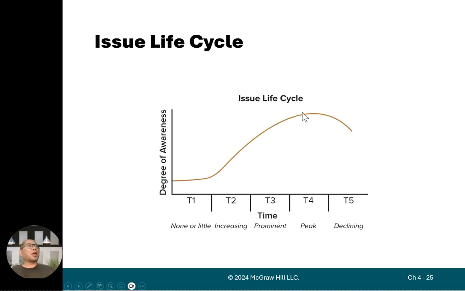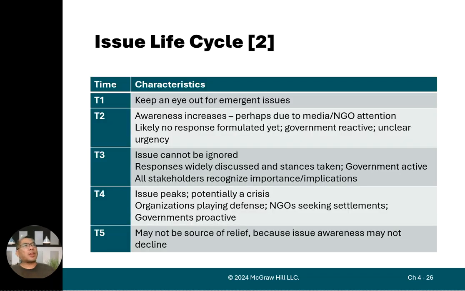This is a typical issue life cycle here. The horizontal axis will be time, T1 to T5: none or little, increasing, prominent, peak, and declining. Then the degree of awareness all the way here. Okay. On the issue life cycle, T1 means keep an eye on an emergent issue, T2 means awareness increases, T3 means the issue cannot be ignored, T4 means the issue peaks, potential crisis, okay? And again, usually playing defense and seeking arrangement. T5 may not be the source of relief because the awareness may not decline, okay?